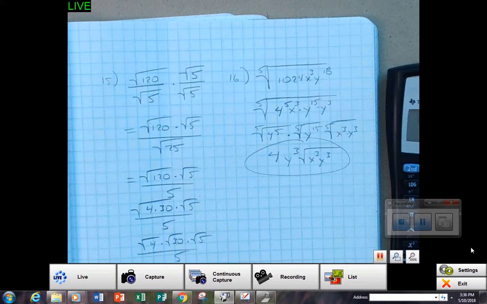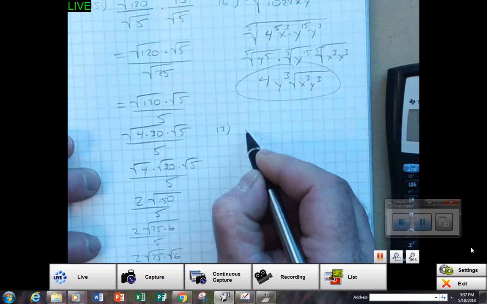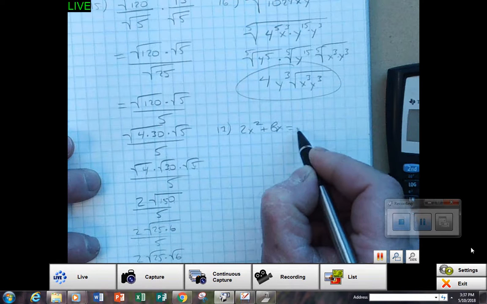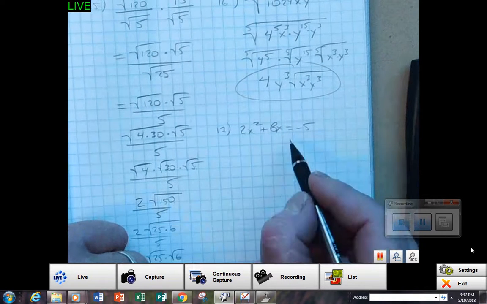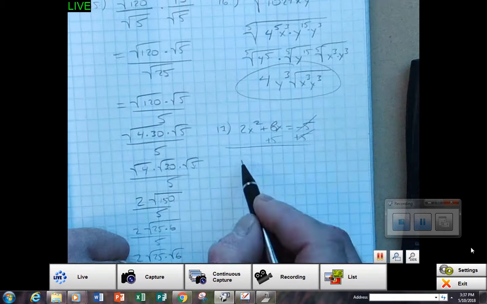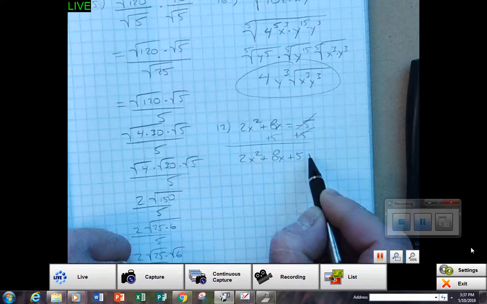Alright, 17. It says solve the equation using any method of your choice. So 17, here it is: 2x squared plus 8x equals negative 5. I'm going to add 5 to both sides. And that gives me 2x squared plus 8x plus 5 equals 0.